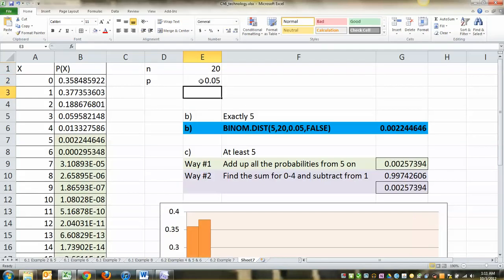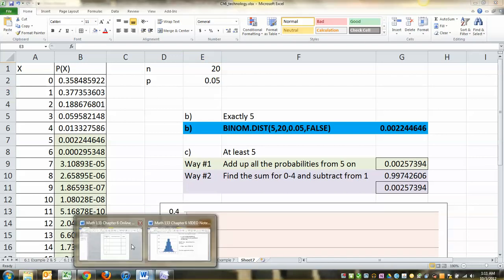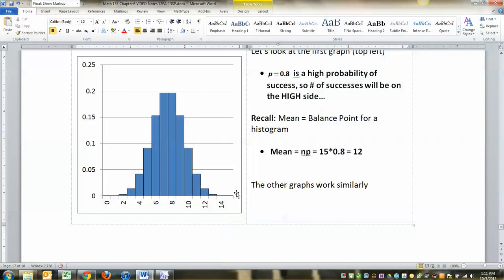It was 0.05. I'm saving it again. Saved. That way when I submit it later, everything will be good.